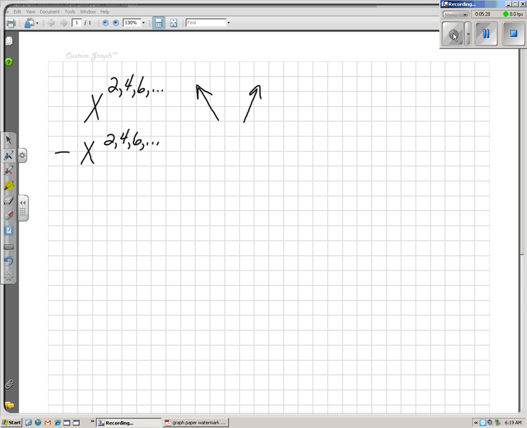If I flip it upside down, now it's going to open down as it goes to the left and down as it goes to the right. An odd numbered graph like 3, 5, 7, x to the third, x to the fifth, x to the seventh, is going to open down as it goes to the left and up as it goes to the right. And putting a negative in front of the x just flips the graph upside down. So now it opens up as it goes to the left and down as it goes to the right. These are just handy little tricks to keep in mind as we sketch our graphs.